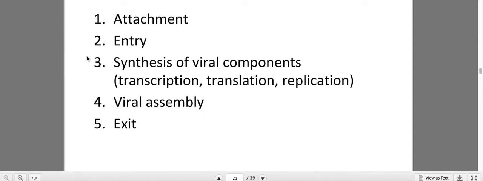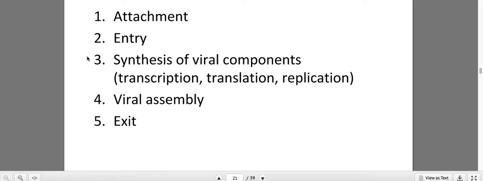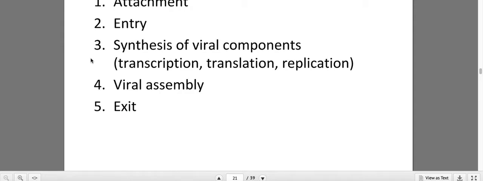And then we have entry. This is just how it enters the cell. Once you're in the cell, you also need to be more low key about it. You can't just enter the cell and do whatever you want. There are also things in the cell that might attack you if you're an invader. So when you enter the cell, you also need some kind of mechanism to help protect you from being degraded or destroyed. And then the very important step is, once viruses enter cells, they don't want to do anything other than just make more genetic information.